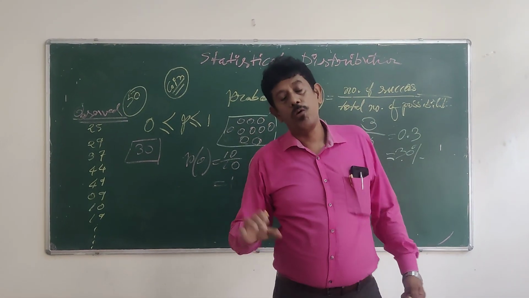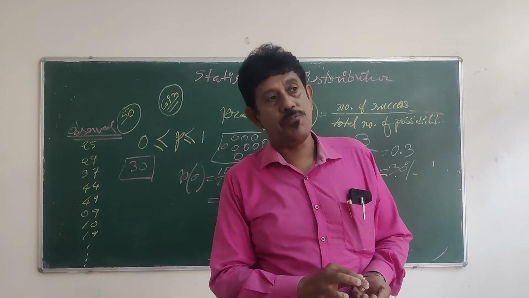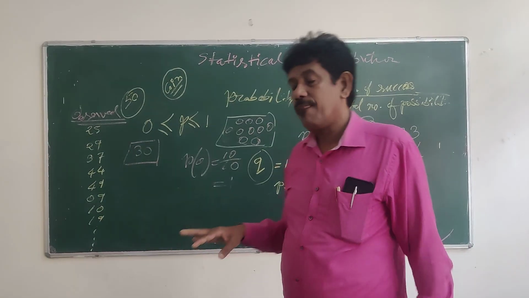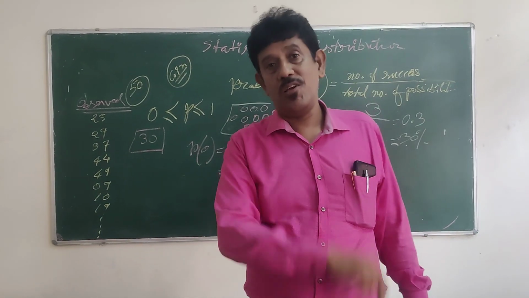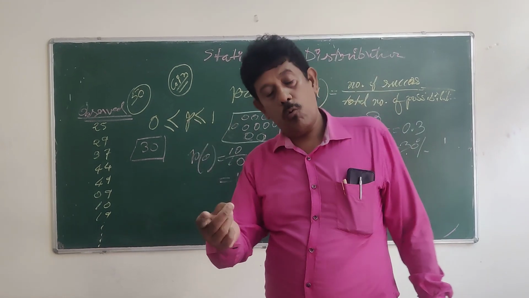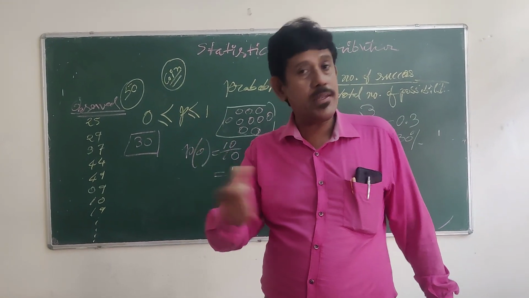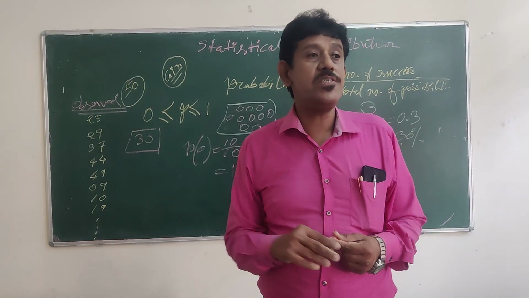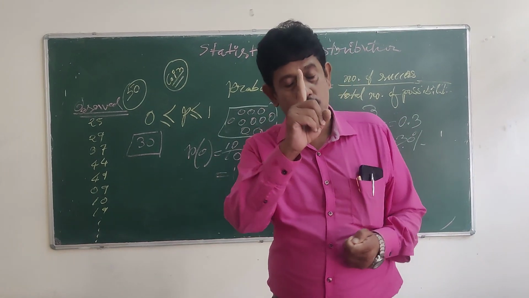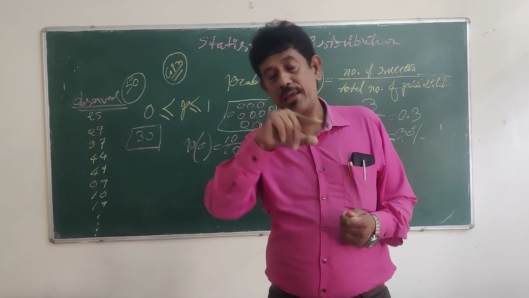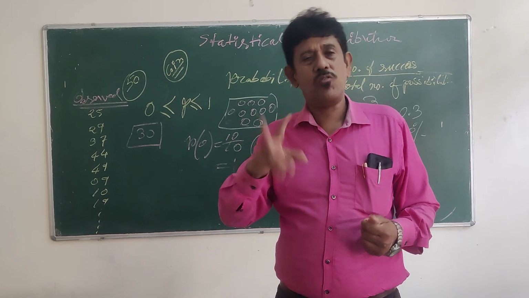We throw a coin 50 times. So what is the probability of head? When we toss the coin just one time, the probability of head is 1 by 2, because head is 1, and the possibilities are 2, head and tail. So it is 1 by 2 or 50%.